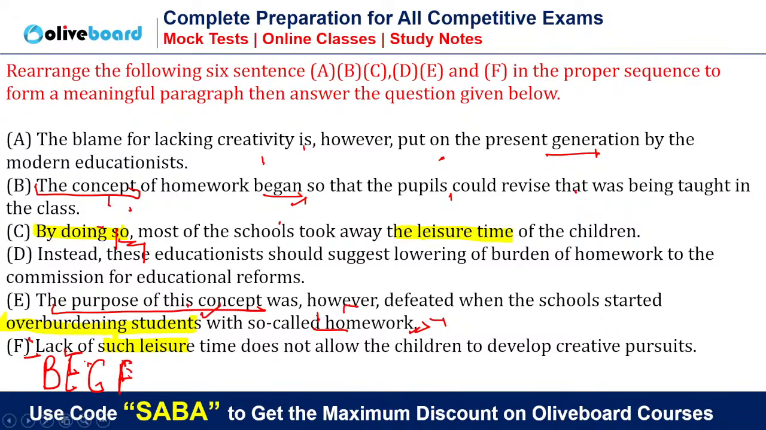Lack of such leisure time does not allow the children to develop creative pursuits. Now and again you will see here these educationist and modern educationist, so automatically they will come after A. So can we say AD? Creative pursuits is given here.